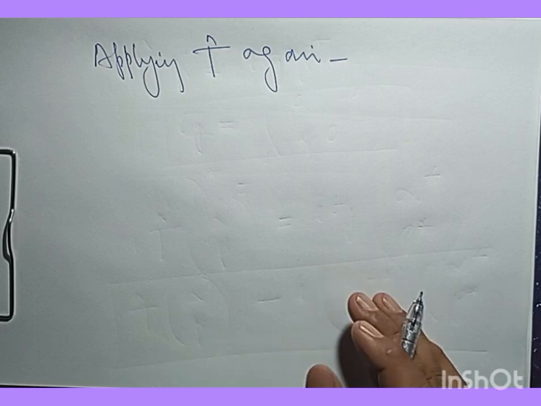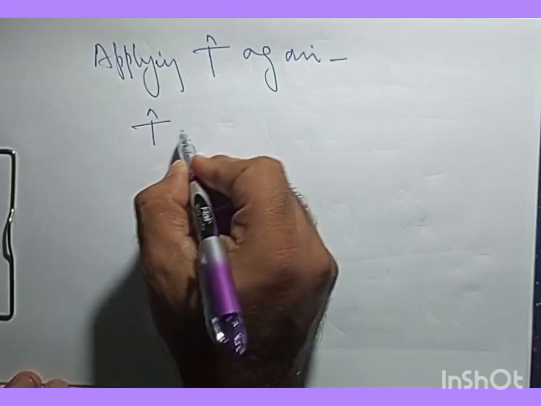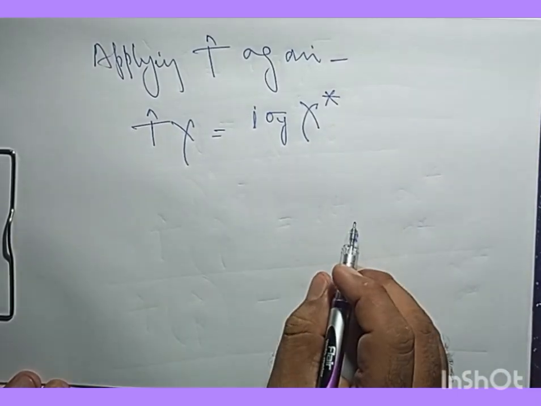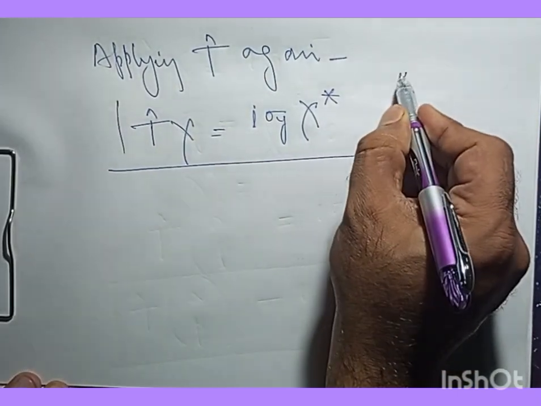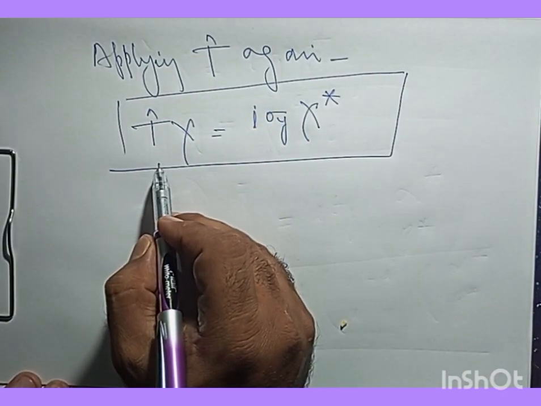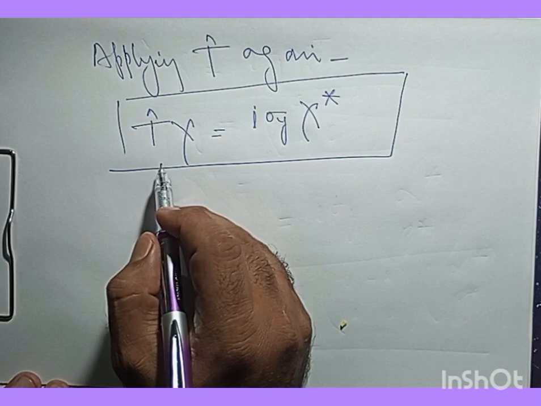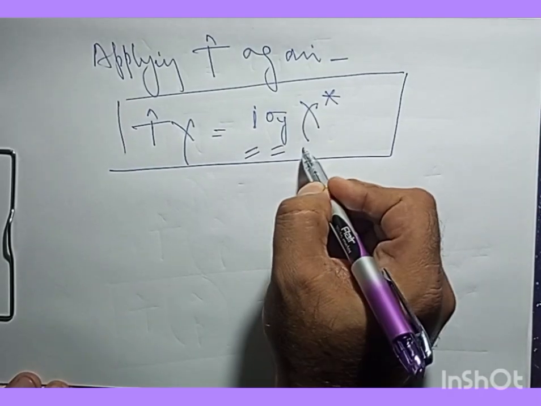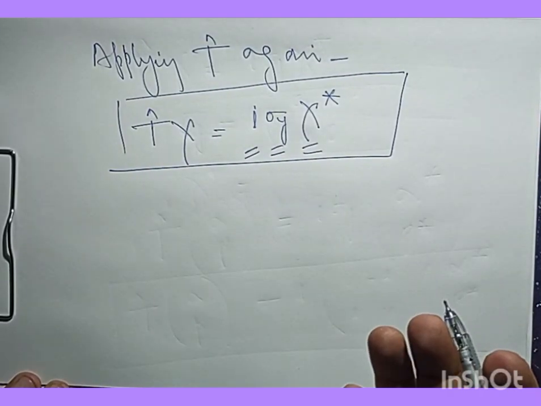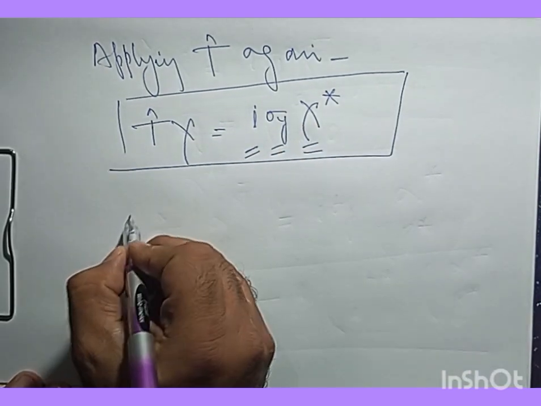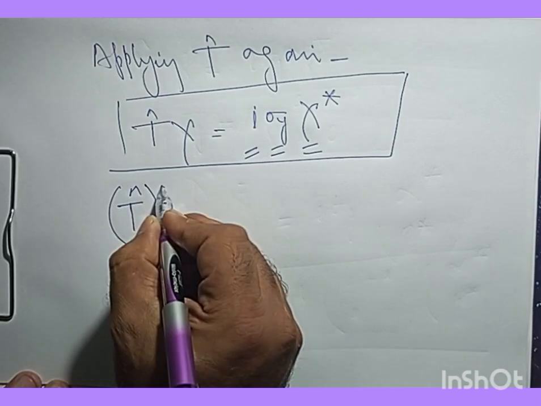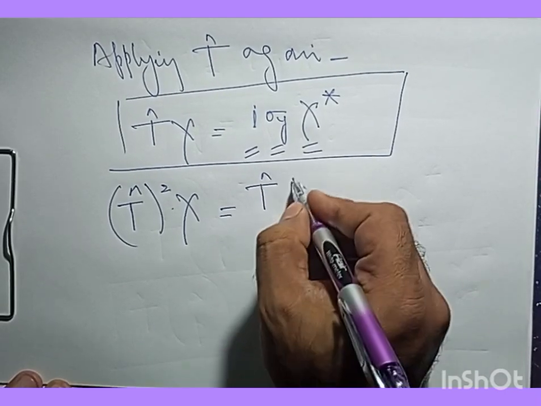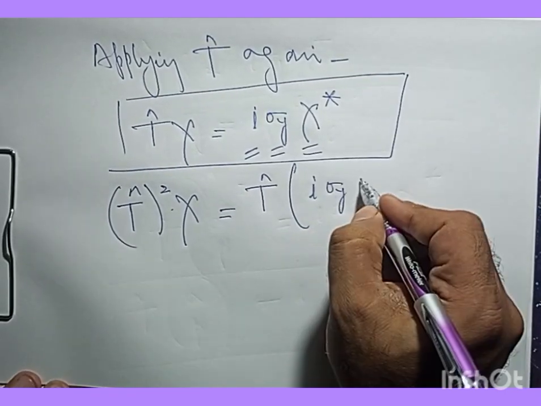Now, starting with the first one as we did, T acting on chi gives me i sigma y chi star. Next, we have to apply this T cap again to the transformed state, which is i sigma y chi star. Using the same rule for time reversal, when we apply it again, we will have T cap whole square acting on chi, so here I write T cap acting on i sigma y chi star.